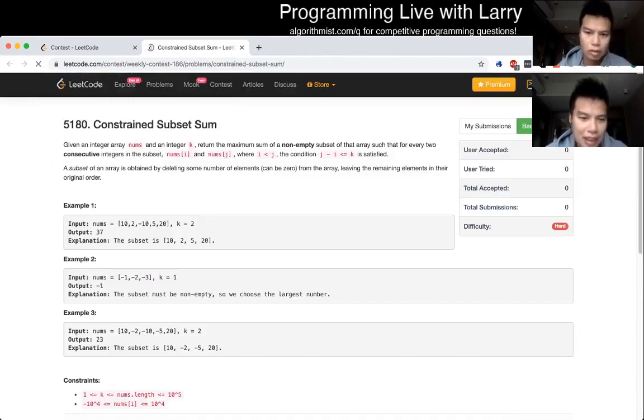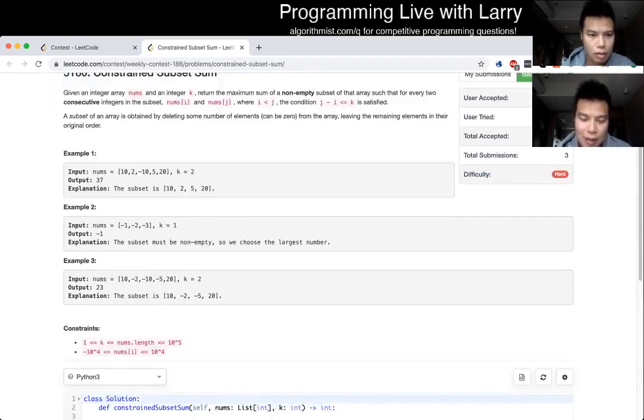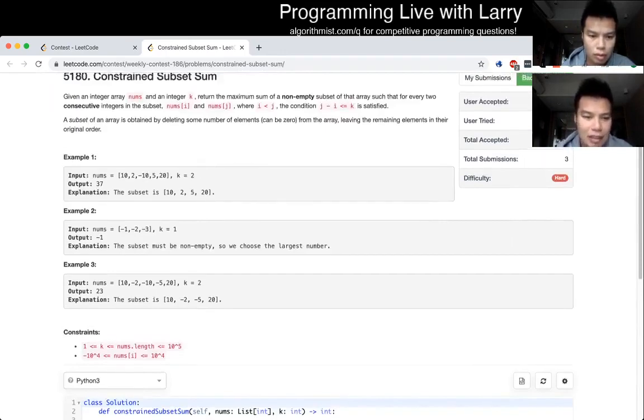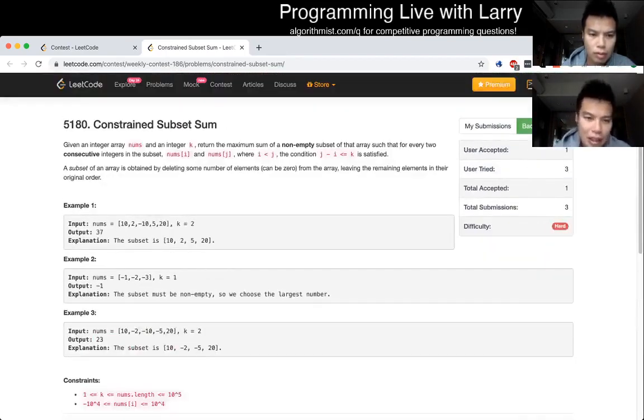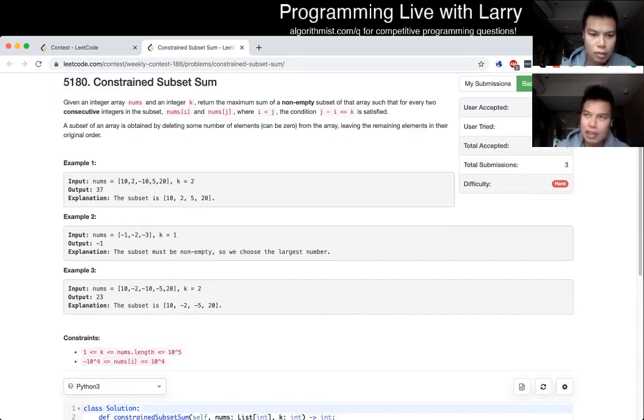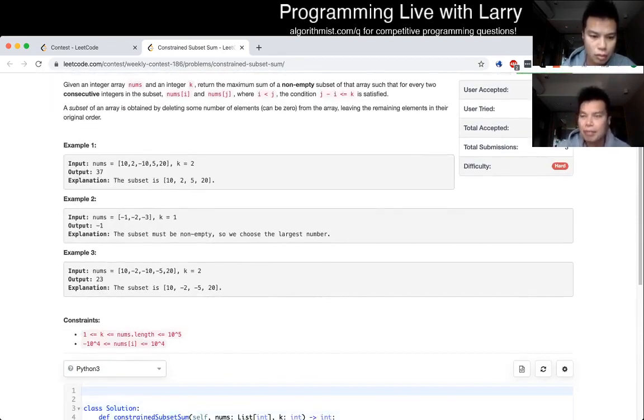Q4, constraint subset sum. Yeah, so this one I had a little bit of trouble with, or a lot of trouble with. I refreshed and someone already finished, which is pretty impressive. But yeah, this one I just didn't. Well, I think I understand what I had to do, but I just wanted to make sure, and I didn't really.